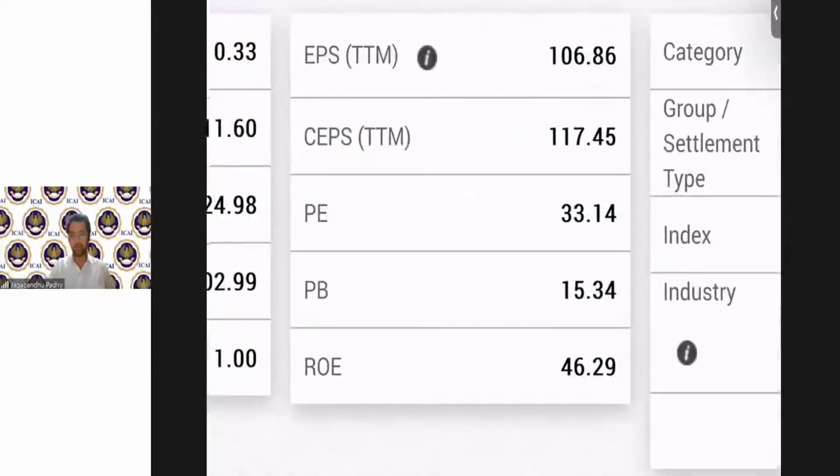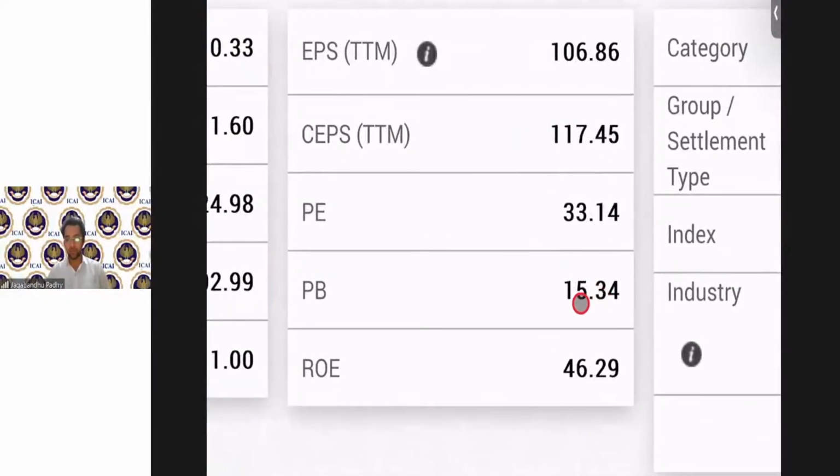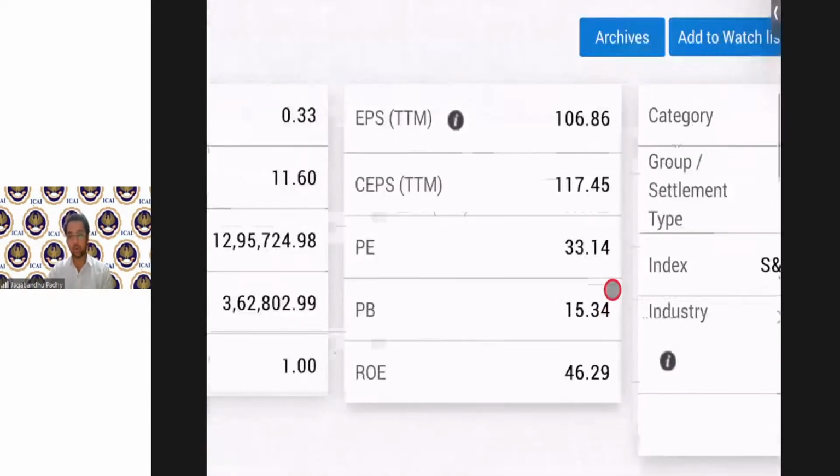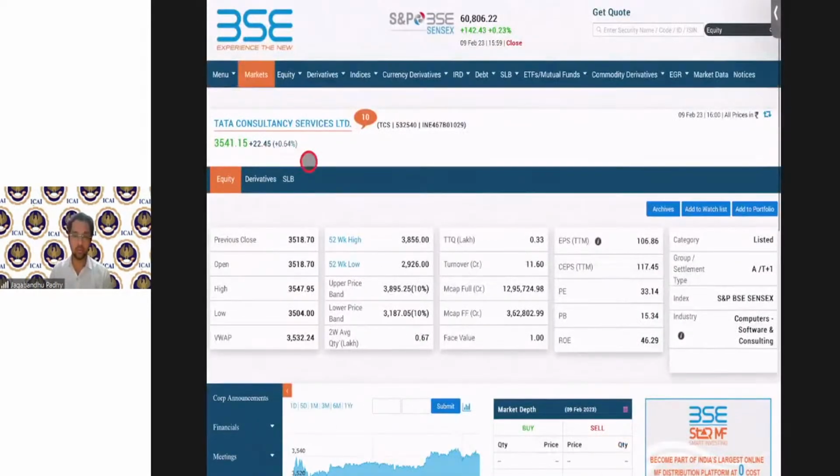Yeah. Look at this massive price to book value ratio. 15.34. That's really massive. Now, why is Tata Consultancy Services having such a high price to book value? Is it overvalued? Is it some sort of scam, sir? No, it's not at all.